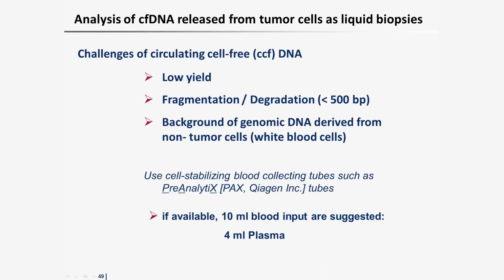But the challenges are here: low yield of the DNA, fragmentation and degradation of the DNA, and in particular the background of genomic DNA derived from non-tumor cells. And therefore, we recommend to use cell-stabilizing blood collecting tubes, such as PAXgene from QIAGEN. These tubes have some ingredients to stabilize the cells in the blood, and therefore you can use much more time before you prepare the plasma samples.